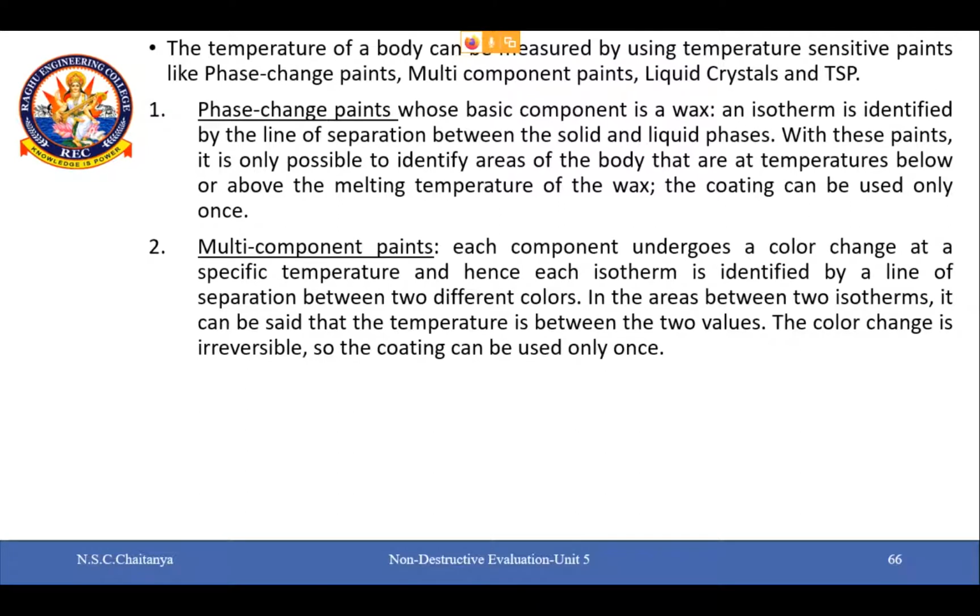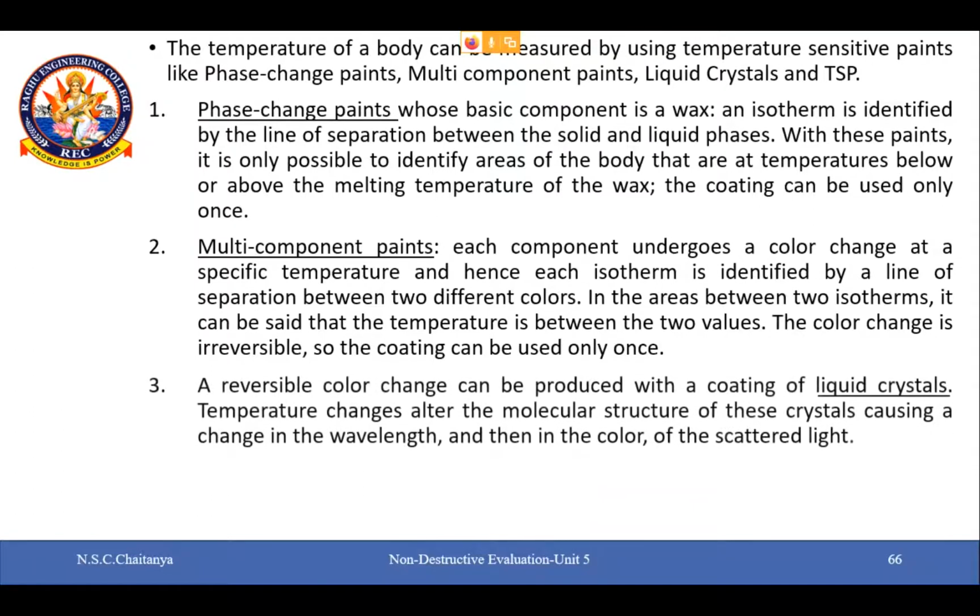Multi-component paint. Each component undergoes a color change at a specific temperature, and hence each isotherm is identified by a line of separation between two different colors. In the areas between the two isotherms, it can be said that the temperature is between the two values. The color change is irreversible, so the coating can be used only once. Nothing difficult here. I hope everybody is understanding.